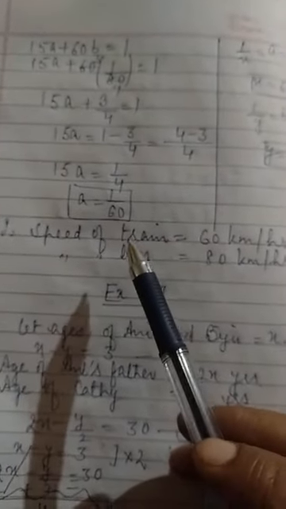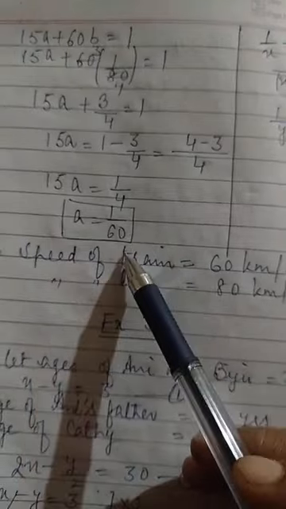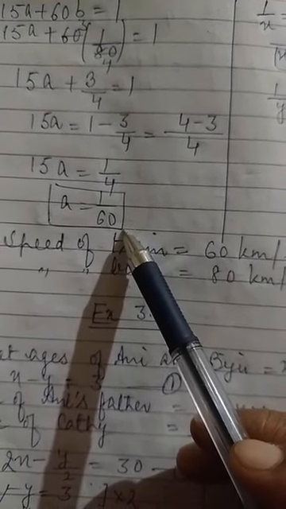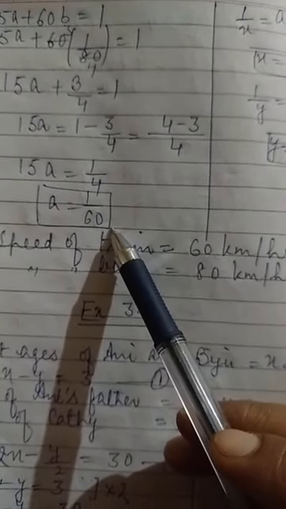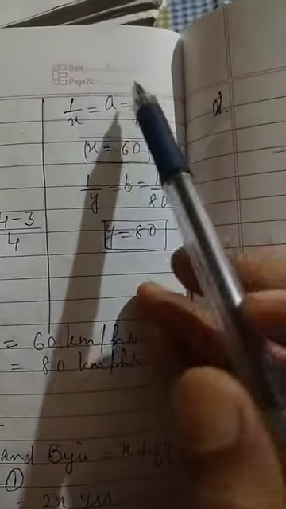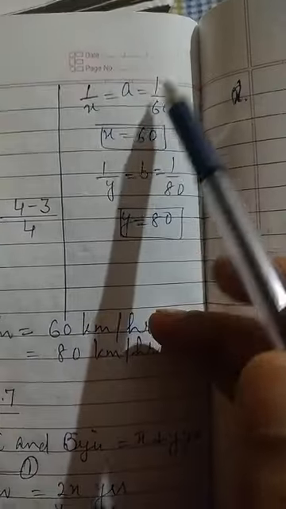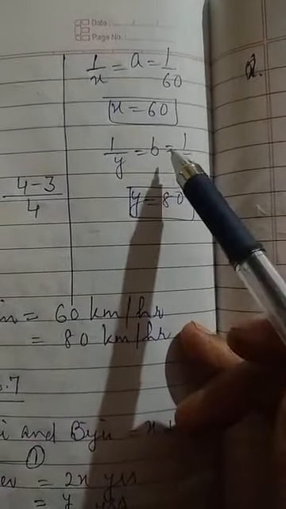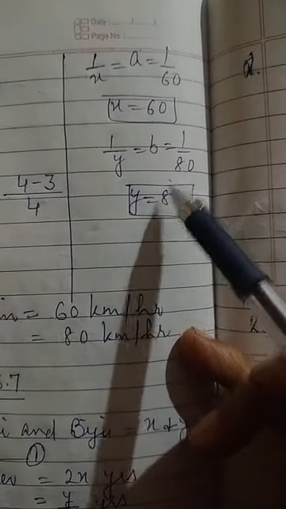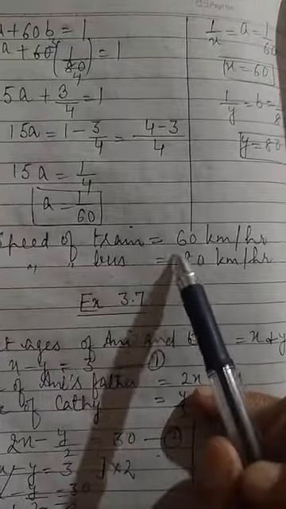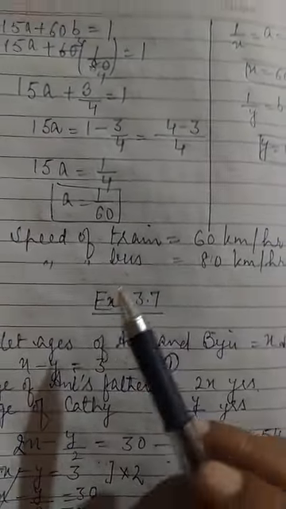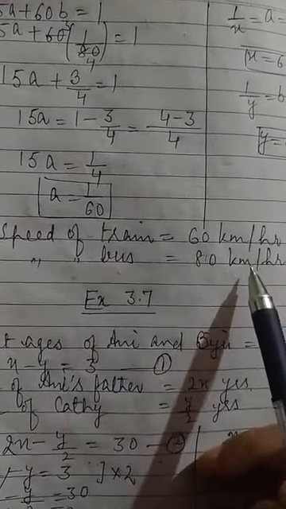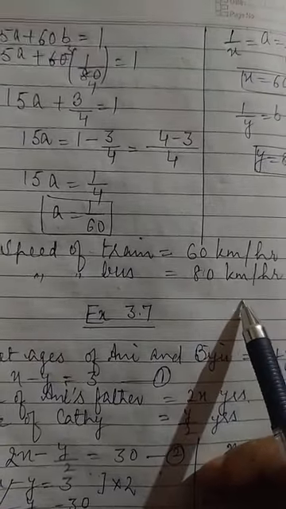Therefore, lastly you have to write that a and b are the variables we have calculated. Now we have to find the values of x and y. So what we have assumed here, 1 upon x is equal to a, that is 1 upon 60. X is equal to 60. 1 upon y is equal to b, that is equal to 1 upon 80. Y is equal to 80. Now the speed of the train is equal to 60 km per hour and the speed of the bus is equal to 80 km per hour.